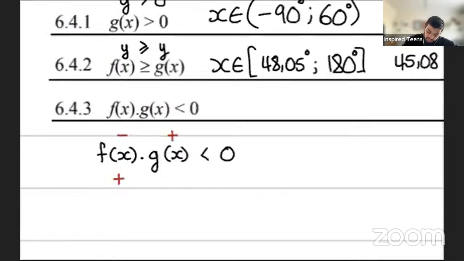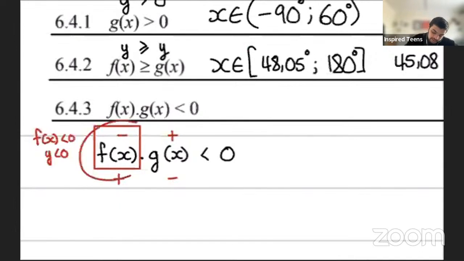You either have a negative and a positive, or a positive and a negative. So f of x being negative, what does that actually mean? F of x less than 0 means y less than 0, which means below the x-axis. So we need to identify a part of the graph where one is below and one is above. That's essentially what this means.